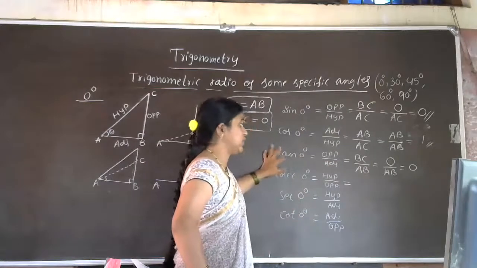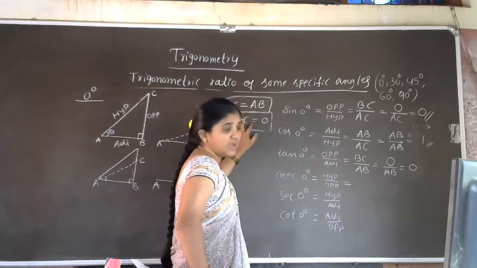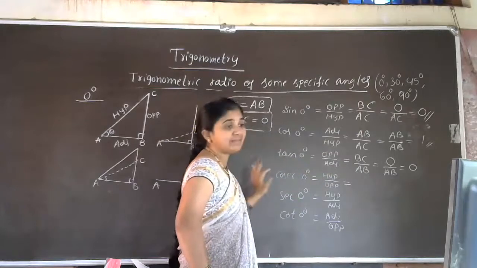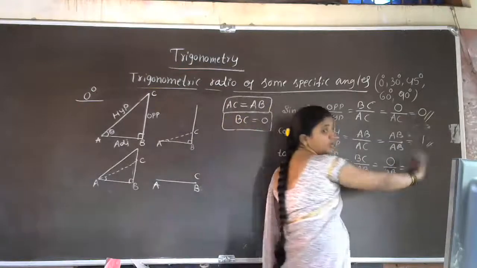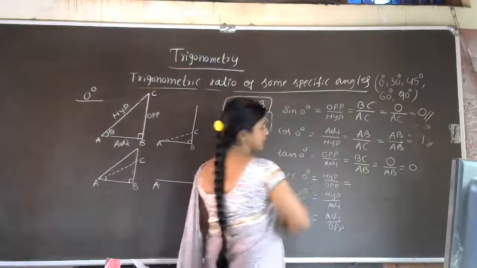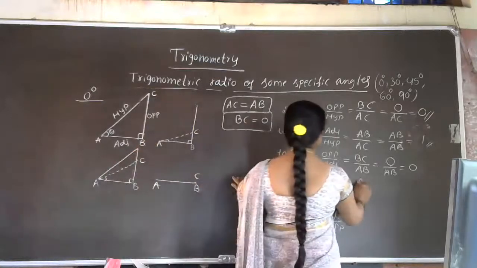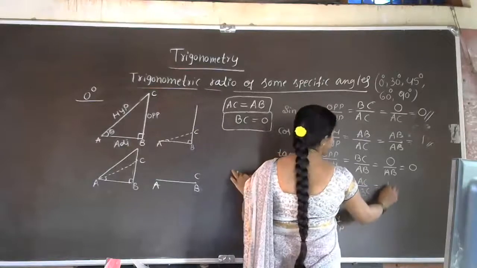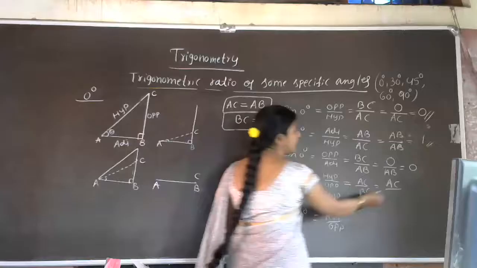Now tan 0, opposite by adjacent, BC by AB. BC result we got after the coincidence condition, BC is 0. 0 by anything is 0. Now cosec 0, you can take the reciprocal of this one also, or you can go with this one. Cosec 0 is hypotenuse divided by opposite. Hypotenuse is AC divided by opposite side BC. So from this it is clear that AC divided by BC, where BC is 0.